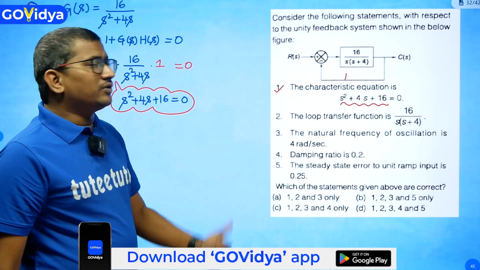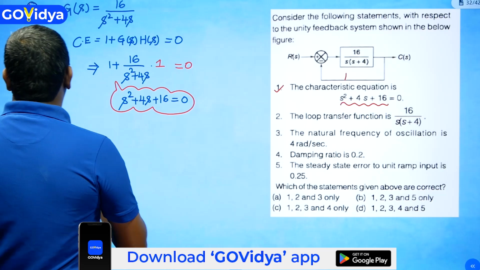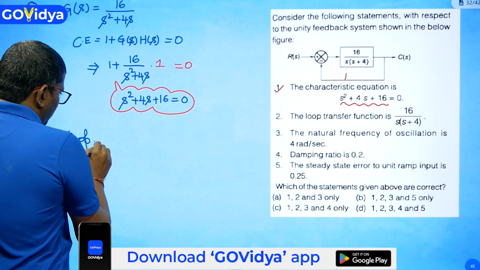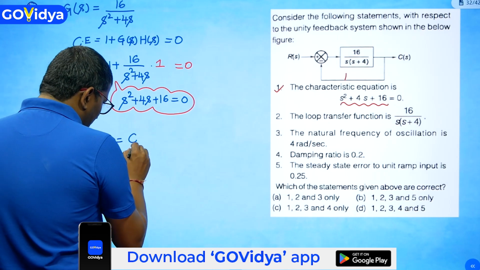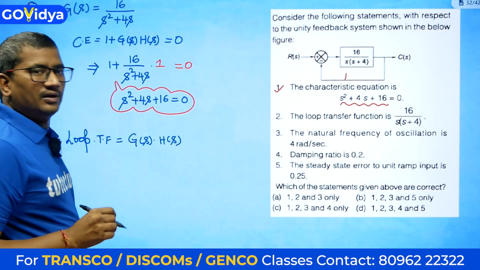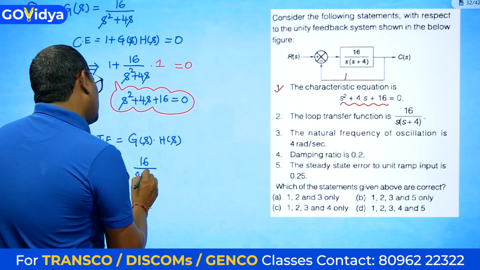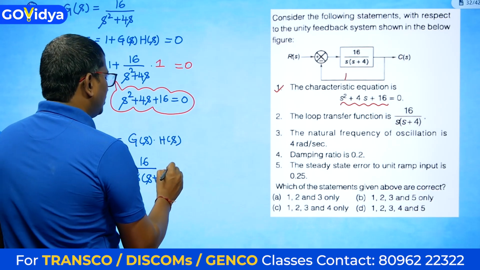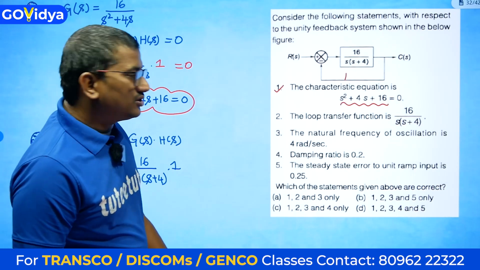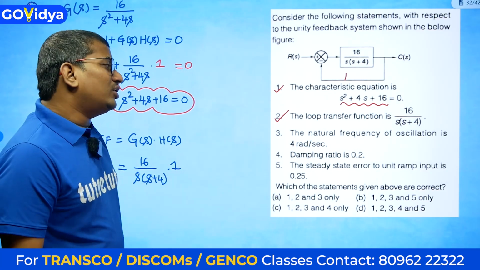Now the second one, the loop transfer function. They asked only the loop transfer function. So this is the loop. Loop transfer function, can I say it is nothing but G(s) into H(s)? What is G(s) into H(s)? Same, this one only: 16 by s into s plus 4 into 1, which is nothing but 16 by s into s plus 4. Therefore, can I say this option is also correct? Yes.